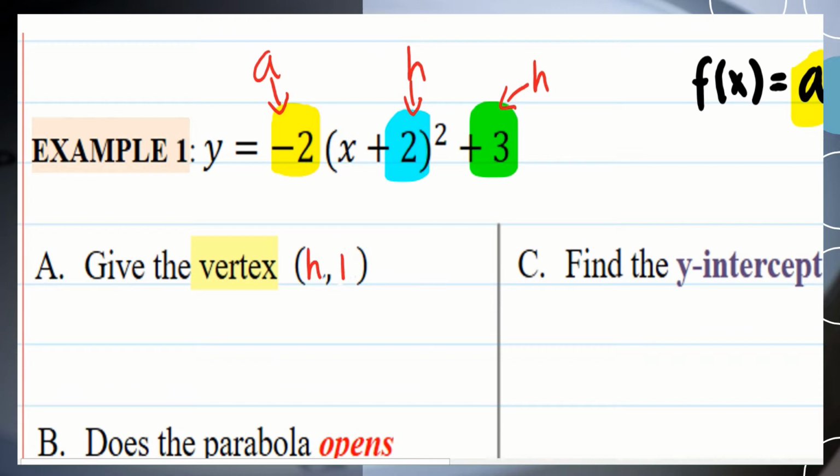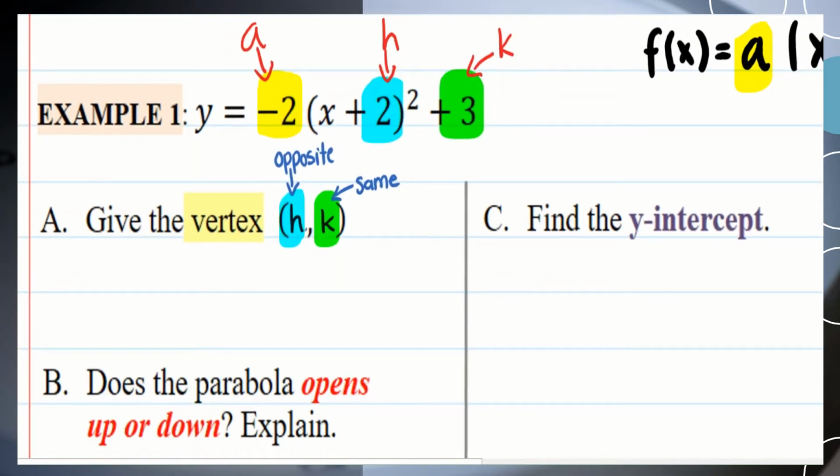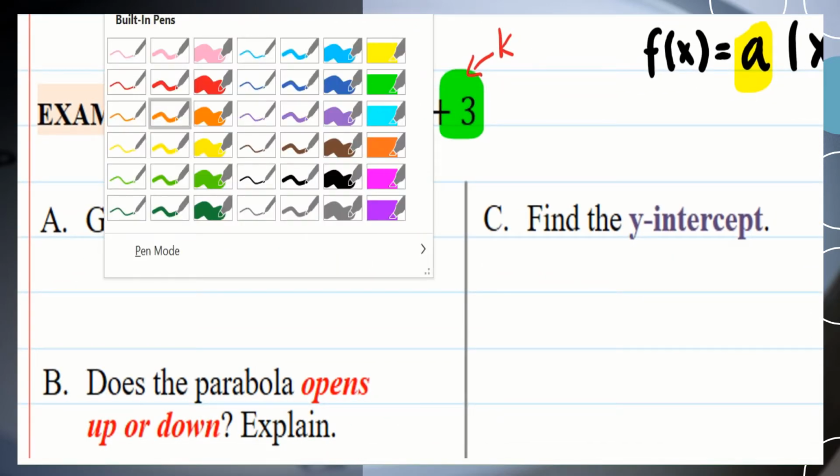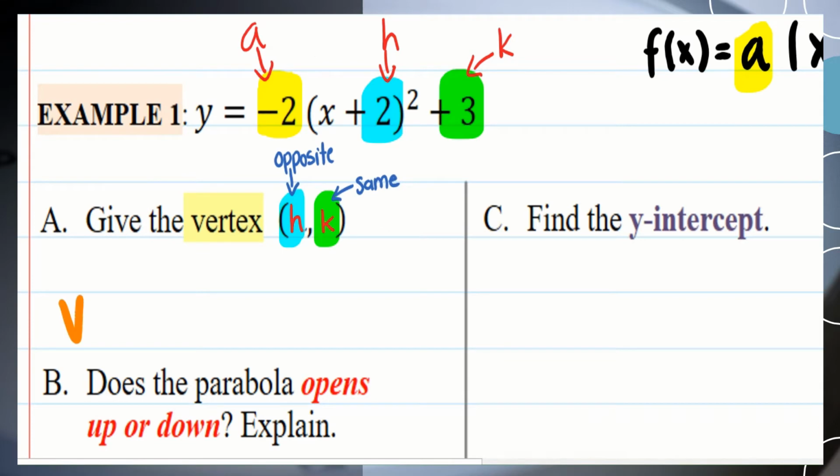Part A is telling us to find the vertex. Lucky for us, when it's in vertex form, we don't have to do any work or any calculations to find the vertex. It's already given to us in the equation. So let's match our K here and our H. The H is going to be your X coordinate, which is going to be the opposite of how you see it in your equation because of the form that your vertex is given in. The K is going to be the same value as you see it in the equation here. So let's go ahead and identify the vertex here.